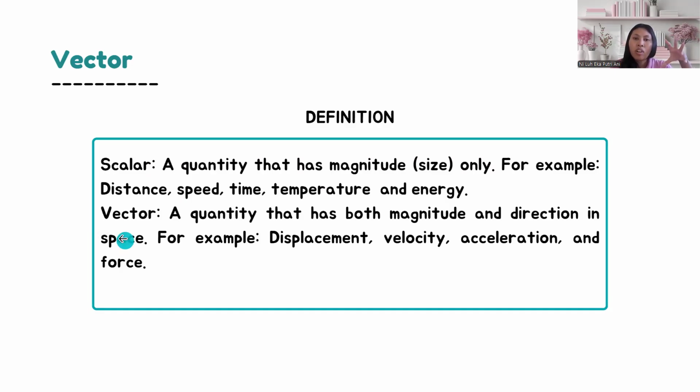Okay, vector. What is a vector? A vector is a quantity that has both magnitude and direction in space. For example, displacement, velocity, acceleration, force, and so on.